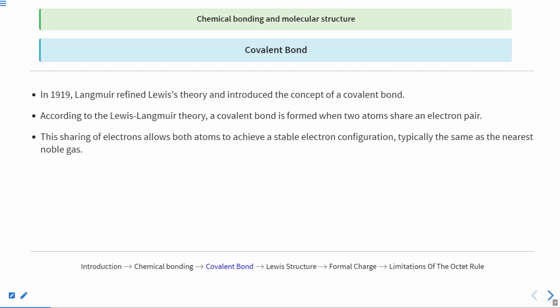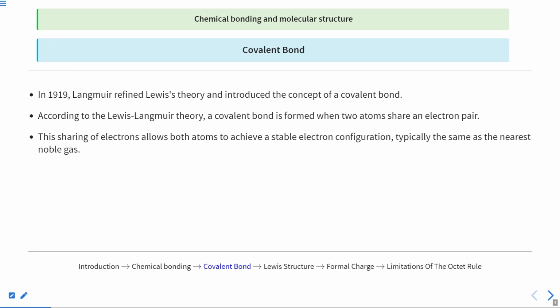Now, in 1919, Langmuir defined Lewis theory and introduced the concept of covalent bond. So here we have the Lewis theory of element representation. Now what did Langmuir do? He added the covalent bond theory to this Lewis theory. Basically he used the Lewis theory to explain the nature of covalent bond.